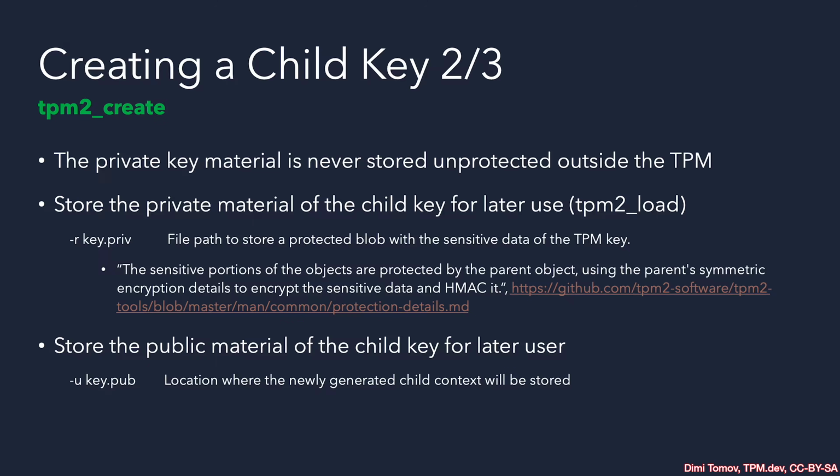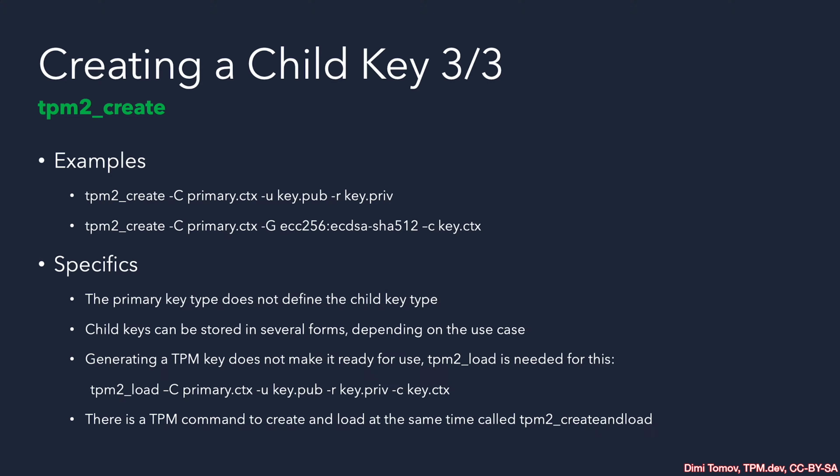For the purposes of our exercises, we'll use the TPM context option, so we'll be saving mostly the TPM context and not the separate private and public parts. Here is an example of generating a child ECC256 key.